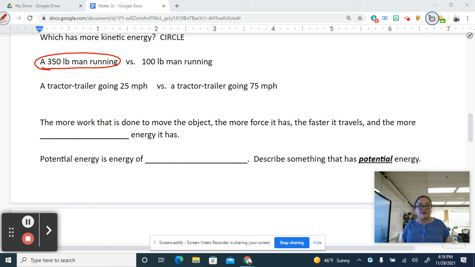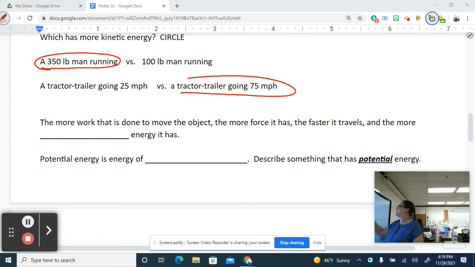Same thing. The bigger it is and the faster it's moving, the more force it has. Because those tractor trailers are so much bigger, it takes them longer to stop than a smaller car going the same speed. So more kinetic energy would be with that tractor trailer going faster. So they're the same size, but that one going faster has more energy. So the more work that is done to move the object, the more force it has, the faster it travels, and the more kinetic energy it has.